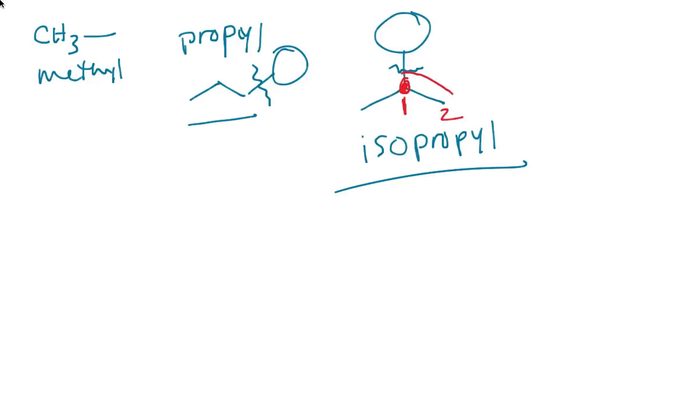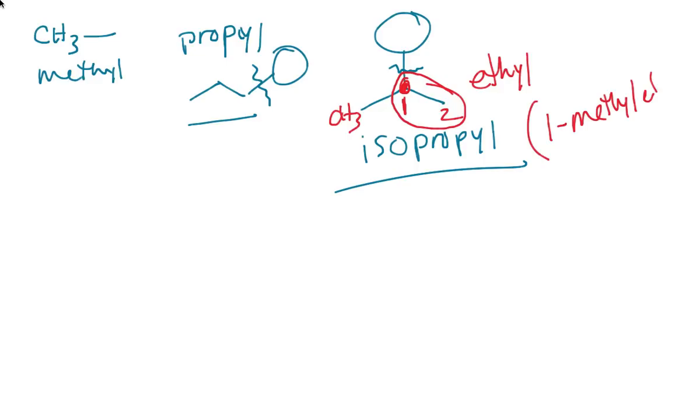So this is not a propyl group. This is an ethyl. And there happens to be a CH3 or a methyl group on that ethyl in the 1 position. So this is a 1-methylethyl. Okay, so be careful with those complex names. That's important to get right.